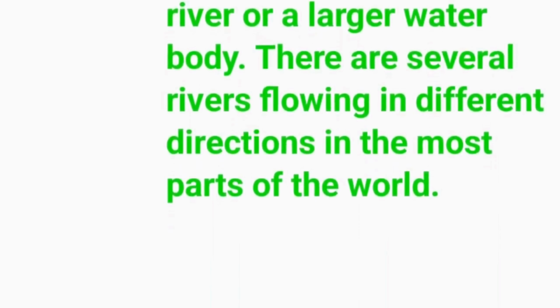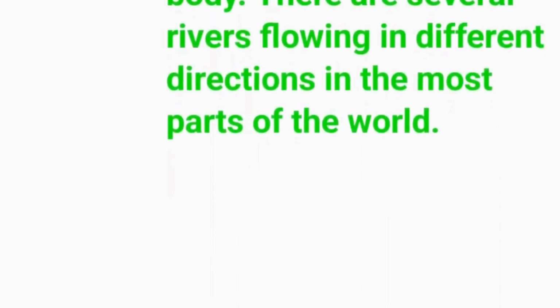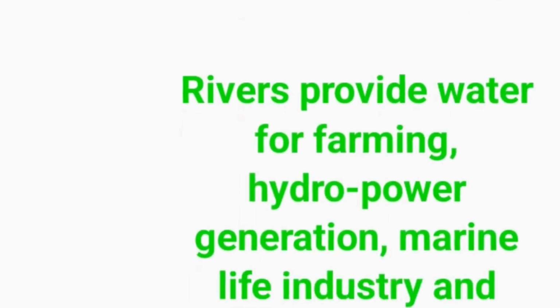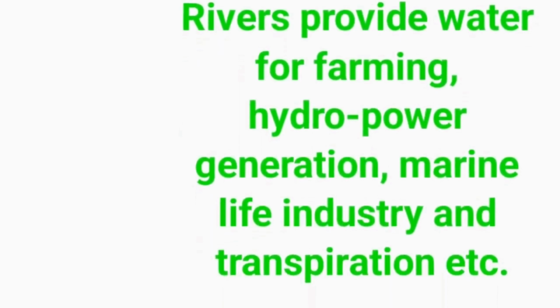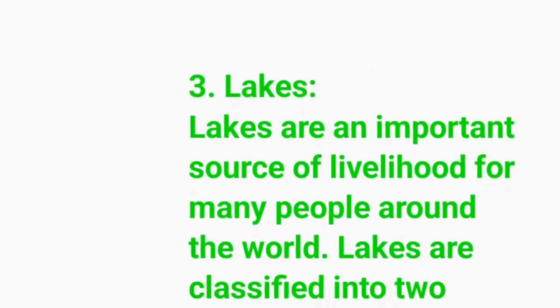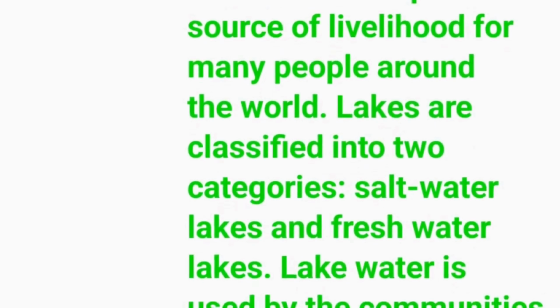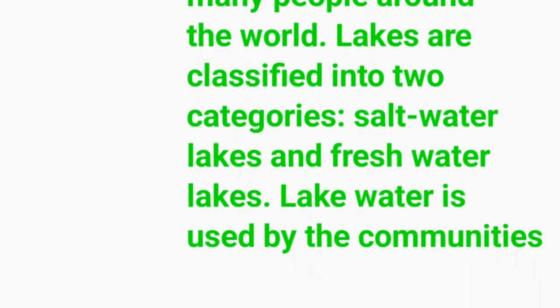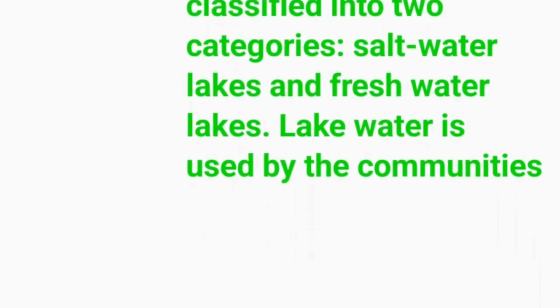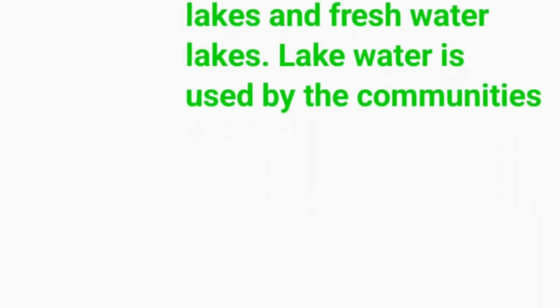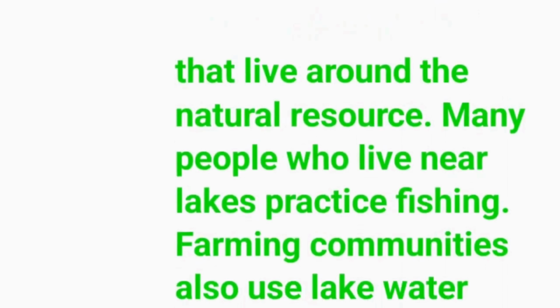There are several rivers flowing in different directions in most parts of the world. Rivers provide water for farming, hydropower generation, marine life, industry and transportation, etc. 3. Lakes. Lakes are an important source of livelihood for many people around the world. Lakes are classified into 2 categories: saltwater lakes and freshwater lakes.